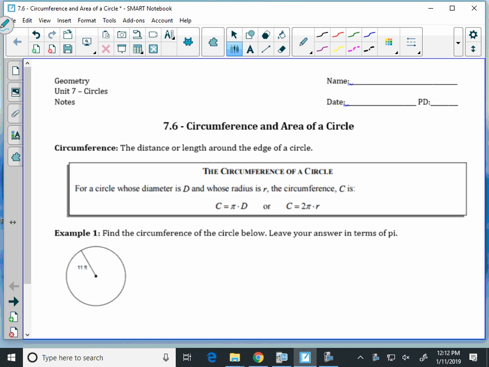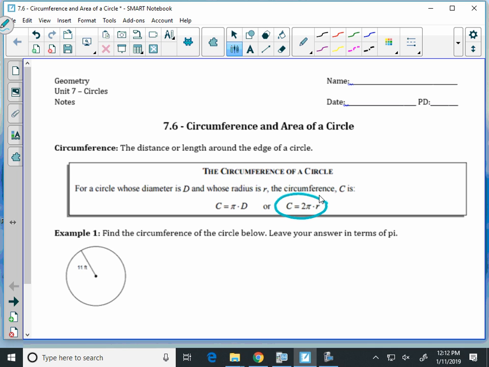Okay, so we have to use this formula. Formula is circumference. On your formula sheet, this is how circumference is written, so this is how we are going to use it. But if you think about it, the radius is half the diameter, so circumference can also be written as this. This is what's on your formula sheet, so that's the way we're going to use it.